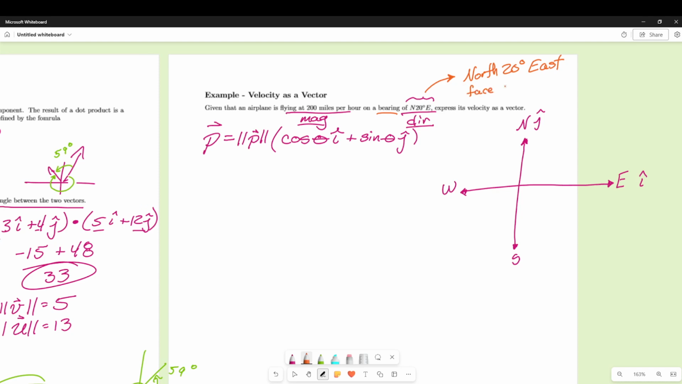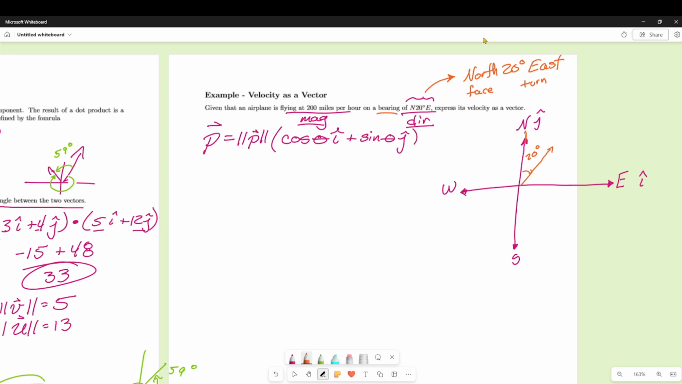where you face and how far you turn. So it's saying face north, and then turn 20 degrees towards the east. So face north and then turn 20 degrees towards the east. That's what an N 20 degrees E, north 20 degrees east, means.